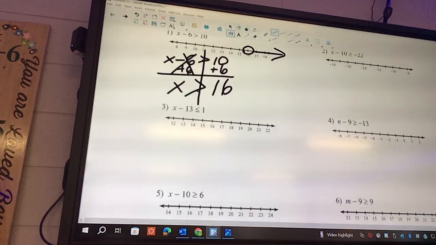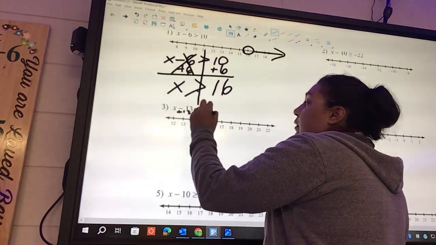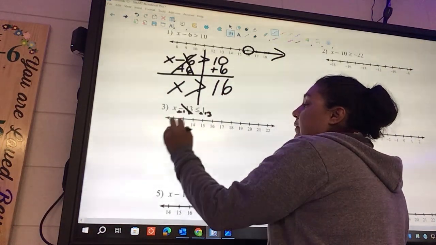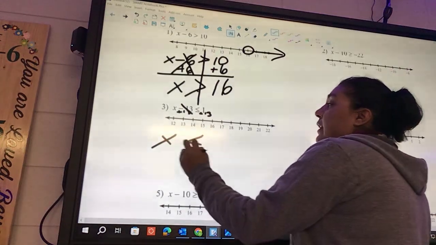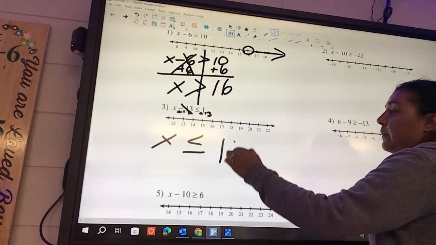Okay, look at number 3. What needs done? I need to move the 13. How do I move the 13? Add it to the other side. Add 13 to both sides. I'm just gonna squeeze it under here, so plus 13, plus 13. So we're gonna get x, the sign. What is 1 plus 13? 14. It's gonna be 14.